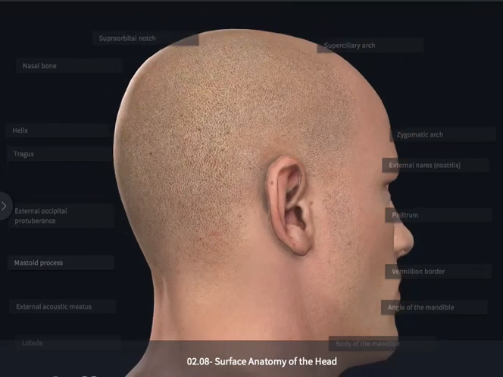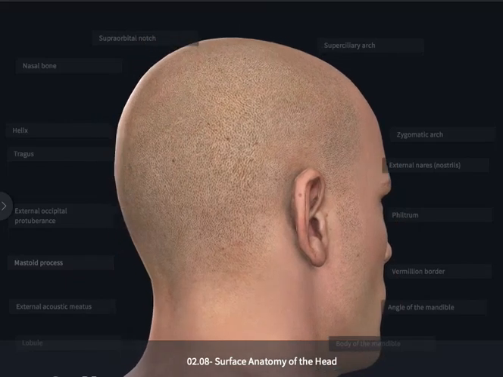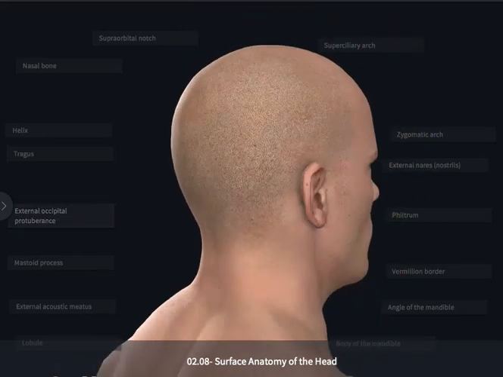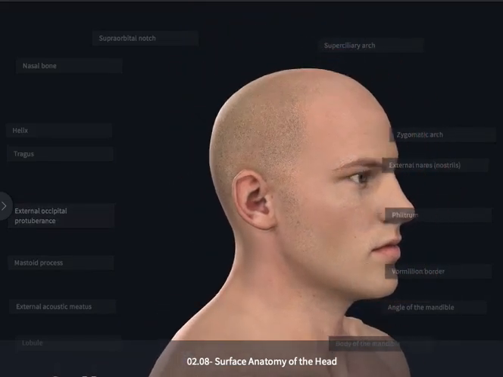Moving towards the back of the head, there's often a bump that can be felt right in the midline towards the base of your skull. This is the external occipital protuberance, and it's part of the occipital bone. So these are landmarks that can easily be felt in an individual.